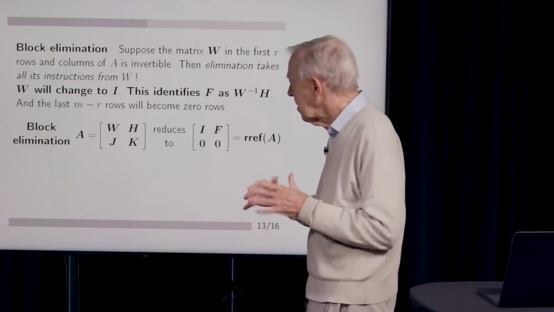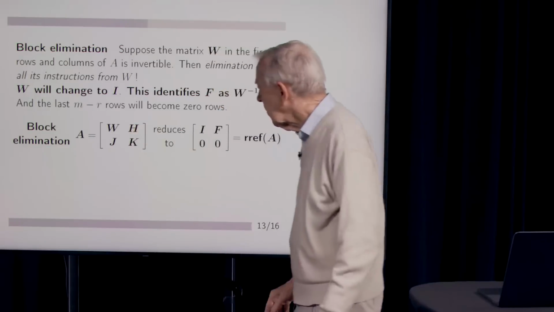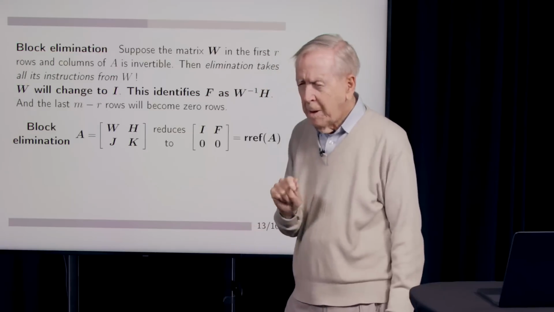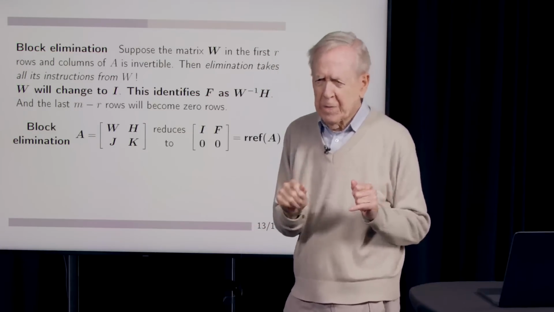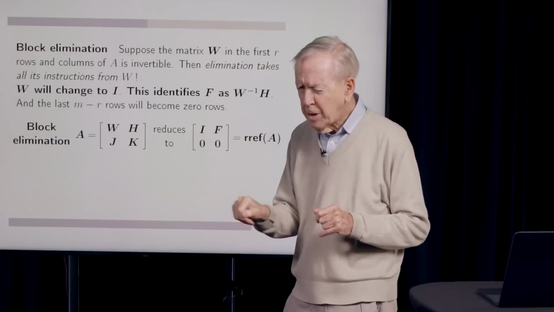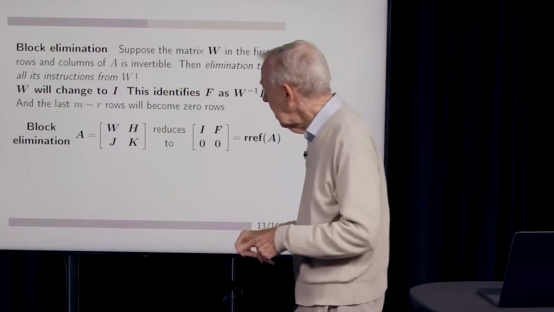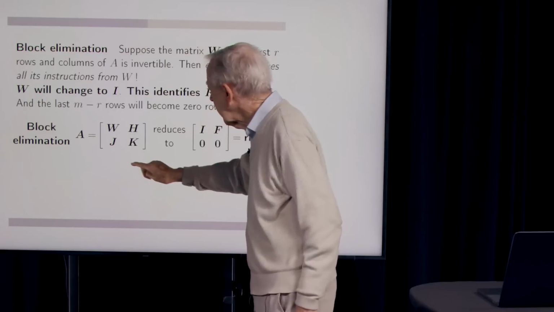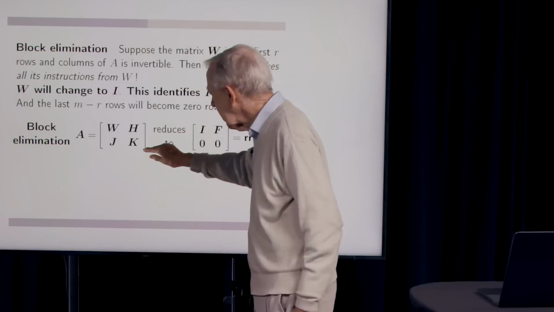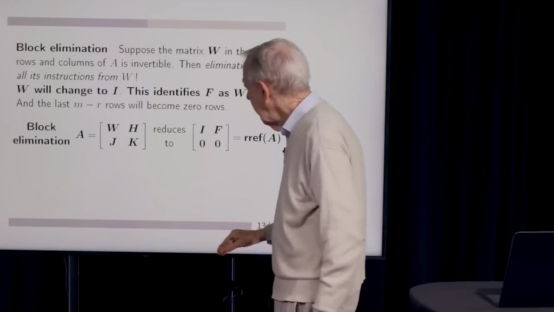So elimination is really finding the inverse of W. That's what elimination is doing. And that was my goal, to find out what the heck is elimination doing as I take all these steps. What it's doing is it's inverting that matrix W, but of course it's operating on whole rows.